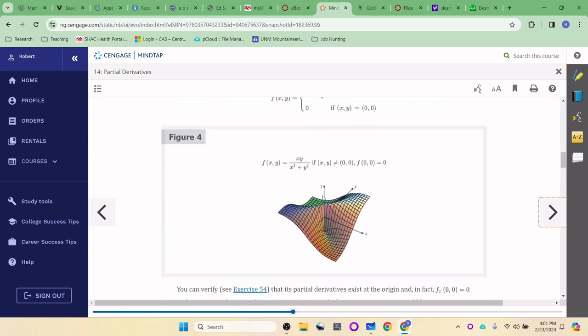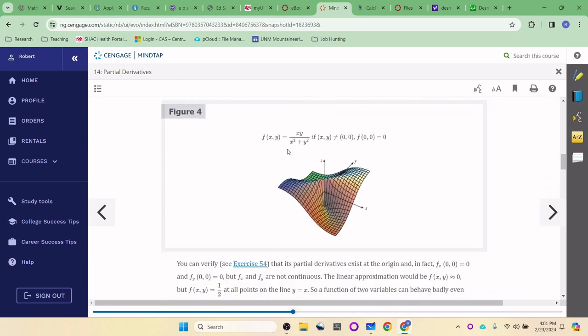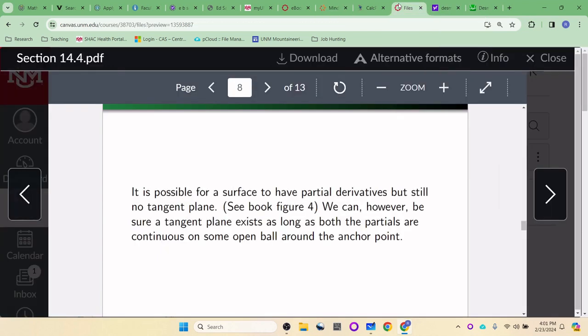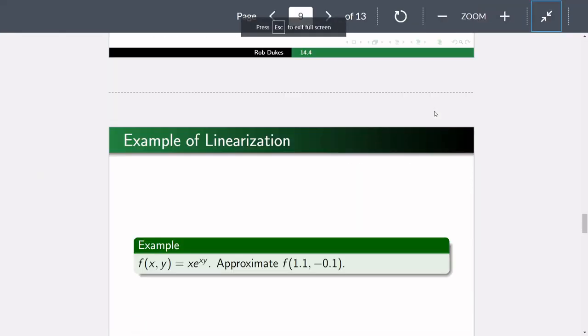This is a case where it's undefined at 0 and the derivative is real messy, so you get this really ugly thing with a sharp corner, and there's no way to put a tangent plane next to a sharp corner. So that's when we don't have a tangent plane and no derivative: when it has a sharp corner. But we can say as long as the partials are continuous near the anchor point on some open ball, then there will be a tangent plane. So that's the test.